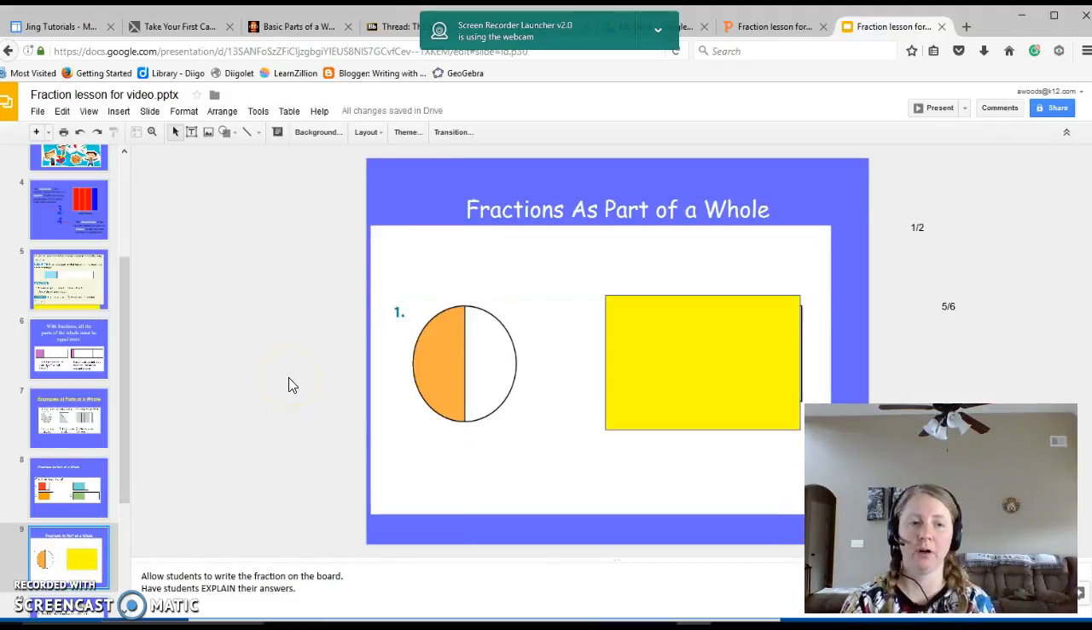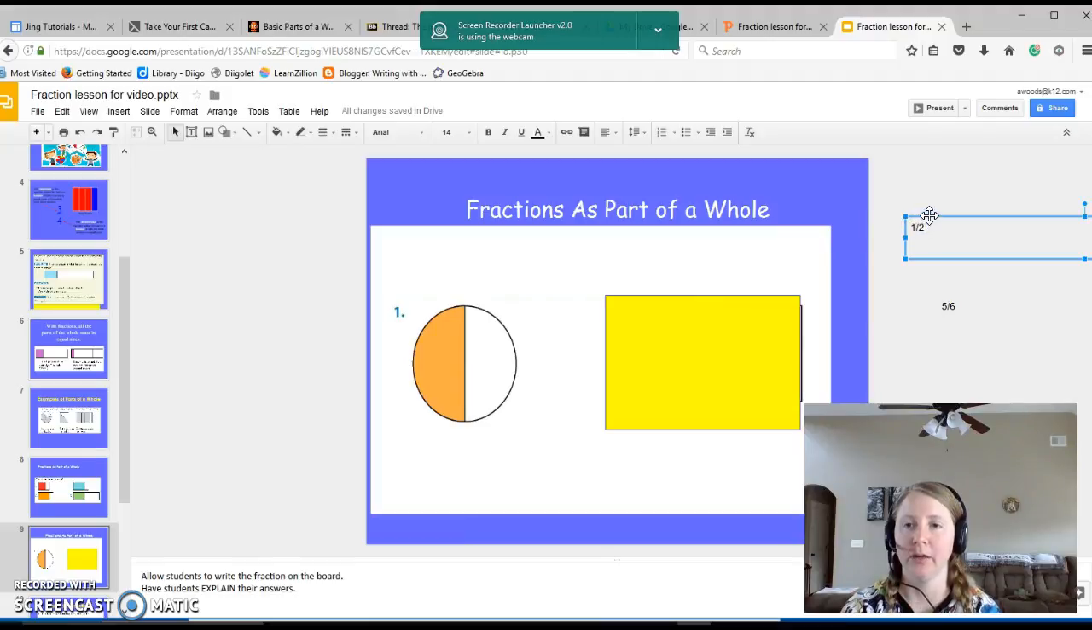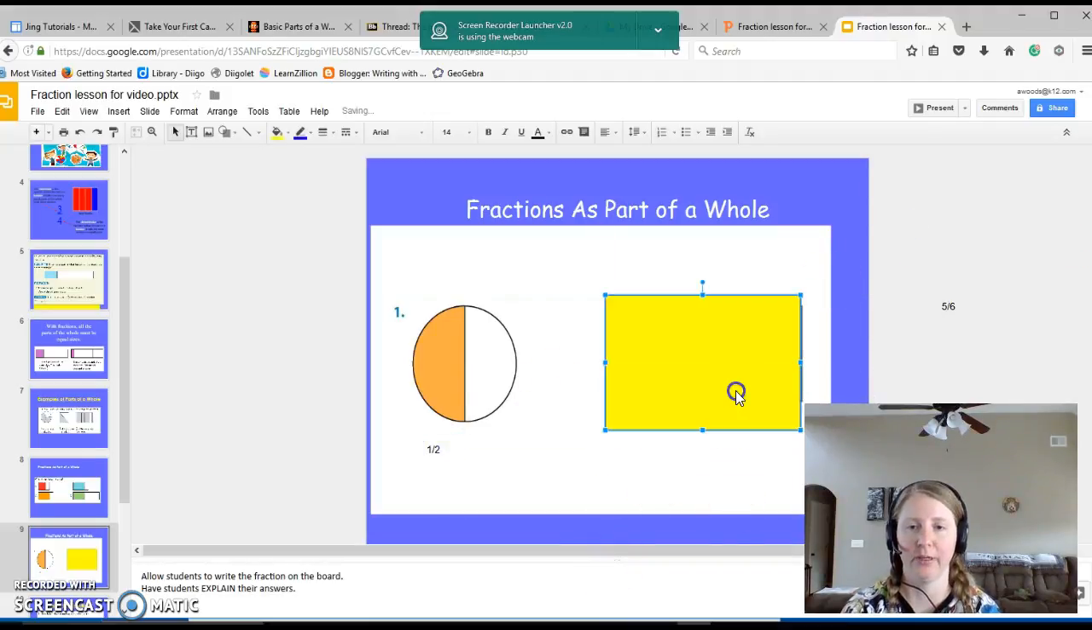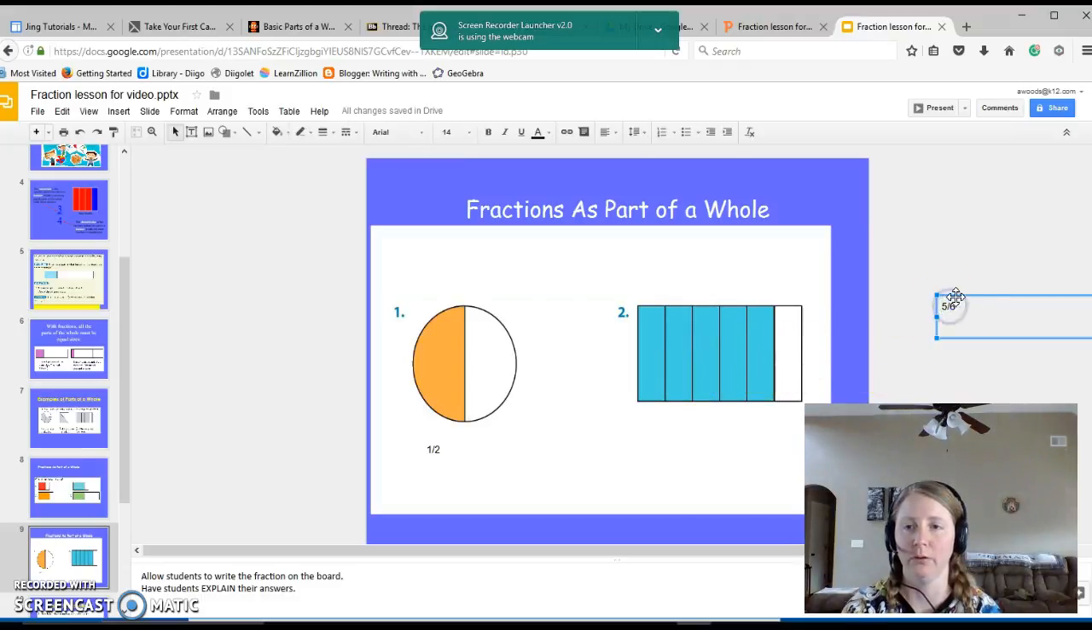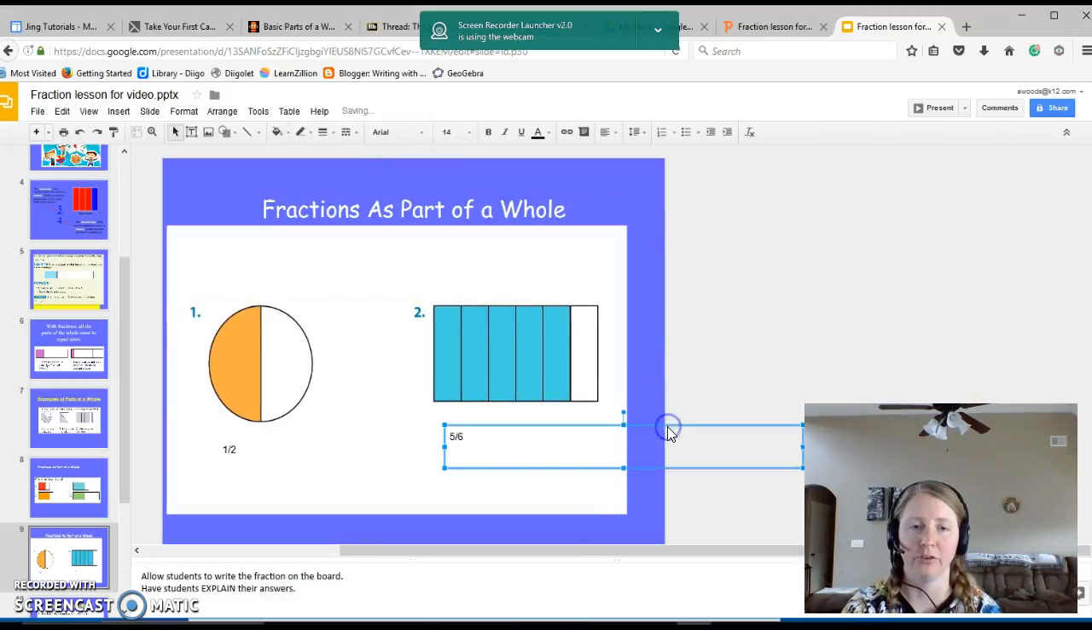So a fraction is part of a whole. For this one, how many pieces do we see shaded? I see 1 piece shaded, out of how many pieces total? Which would be 2. So here, that would show 1/2. Now for this one, we see 1, 2, 3, 4, 5 pieces are shaded out of 6 pieces total. So that fraction shows 5/6.